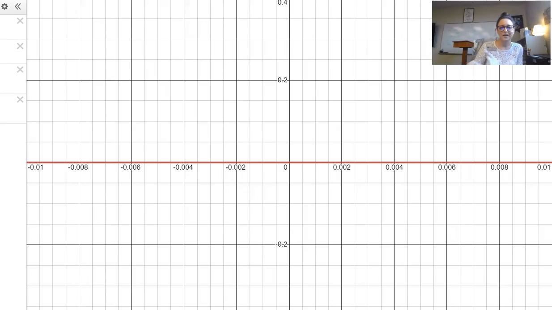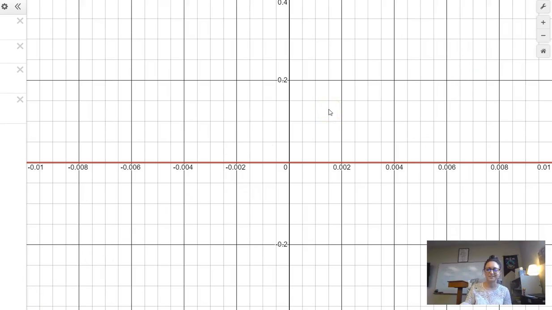Alright, so I have this red graph on the screen. Hopefully you can see it here. What would you say this is a graph of? Alright, I'm going to jump down here so I can have my zoom buttons ready. So right now this looks like a horizontal line through the y-axis at 0, right? It looks like y equals 0.